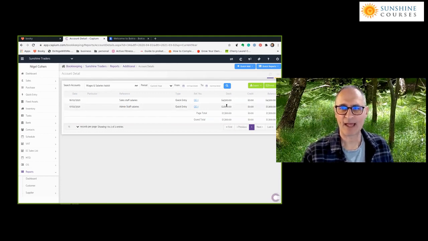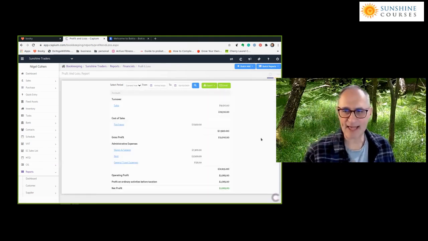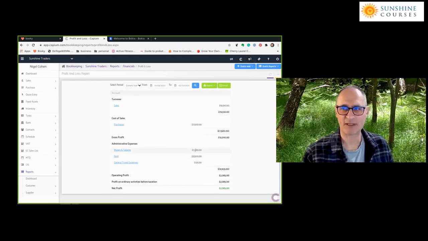Notice the account summary has gone back to 2,800 instead of 3,800. If I look at my profit and loss account, if I look at my trial balance, that 8,300 has become 7,300. Notice my bank account's gone up by £1,000 from 1,000 to £2,000. And if I look at my profit and loss account, I've now got an extra £1,000 of profits because my wages and salaries have dropped.